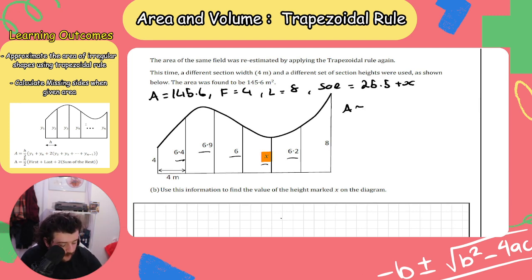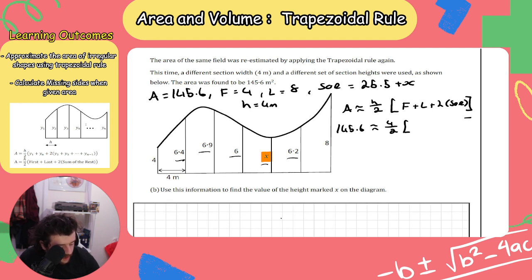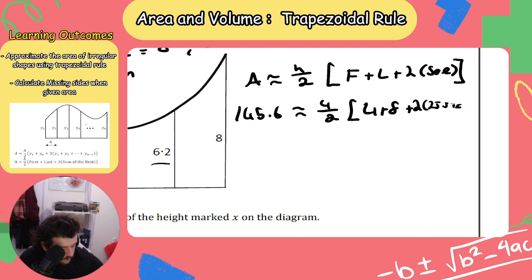So let's sub it into my formula. So the area is equal to h over 2. Oh, and my h is going to be equal to 4 meters. So the width between each column is 4 meters. So h over 2 times my first height plus my last height plus 2 times the sum of the remaining heights. So my area is equal to 145.6. That's going to be equal to 4 over 2 times 4 plus 8 plus 2 times 25.5 plus x. Sorry, it's a bit messy there.